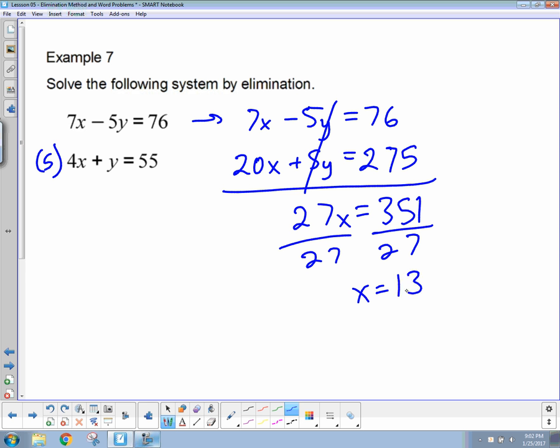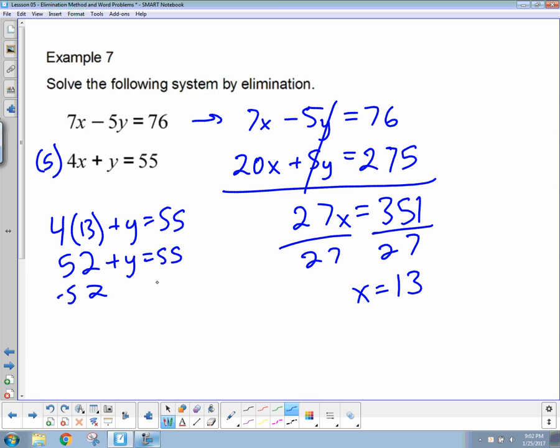Let's see, plug that back in. I'm picking the second equation because it's smaller. There I go again. Plug in the x. Parentheses 13 plus y equals 55. 4 times 13, 52 plus y equals 55. Subtract 52, and that 52 looks a little sick. These are 5s, not S's. Those cancel, y equals 3. So we got 13 and 3. Boom. Oh man, it never ends, does it?